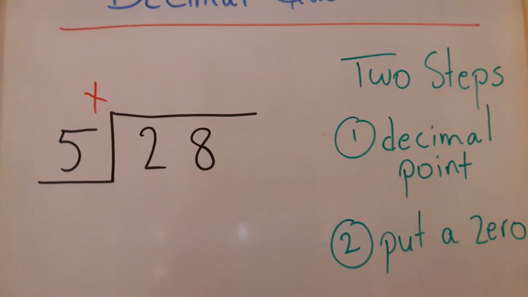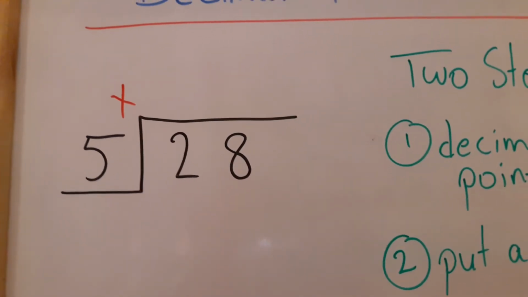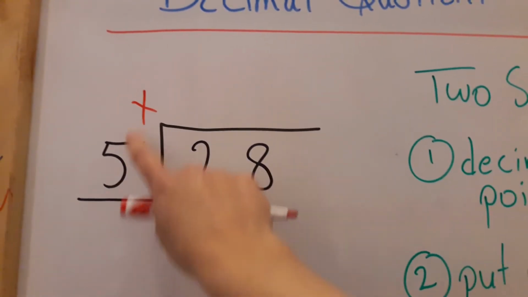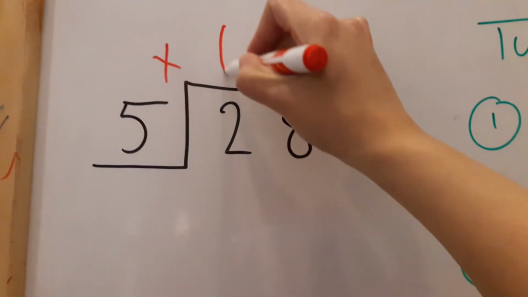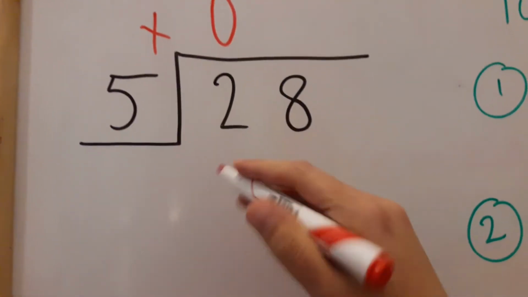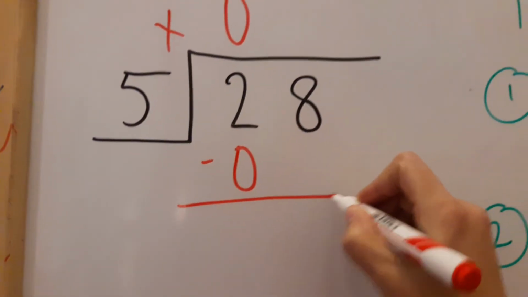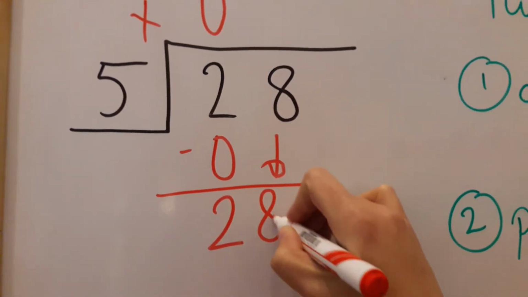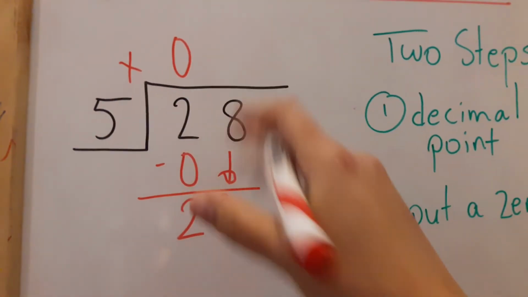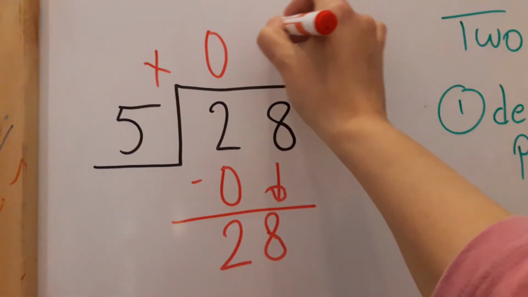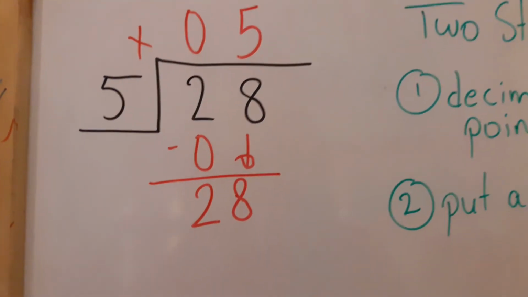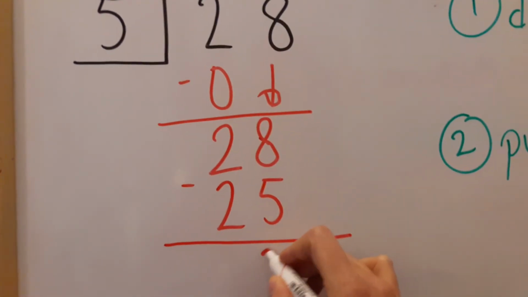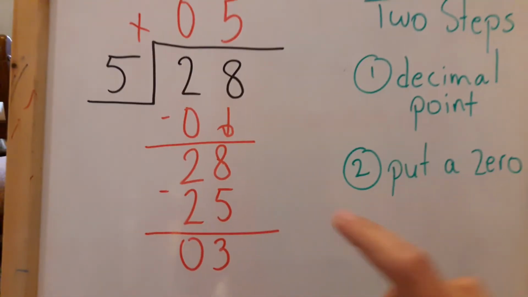Again. We have 28 divided by 5. Since it's a one-digit divisor, let's take one digit from the dividend. 5 times what gives me 2? No number, so I'm going to put a 0. 0 times 5 is 0. Let's subtract: 2. Now 8 comes down. 5 times what gives me 28, or a number closer to 28? 5 times 5 is 25. Let's subtract. This is 3. Can we keep the remainder?